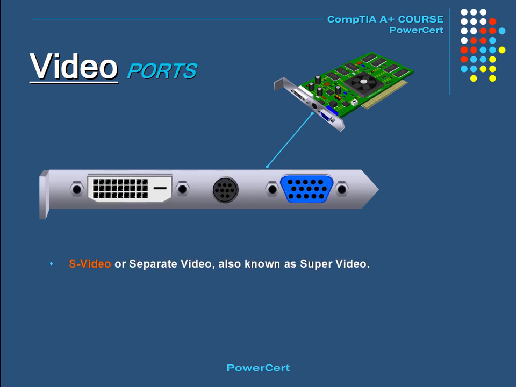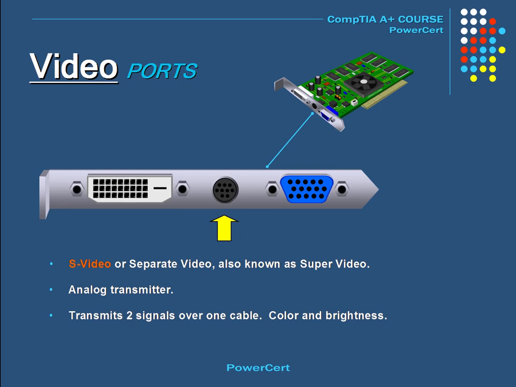One port is called S-video or separate video, also known as super video. S-video is an analog transmitter. It transmits two signals over one cable. One signal is for color, and the other signal is for brightness. The S-video port is round and is usually a black color.